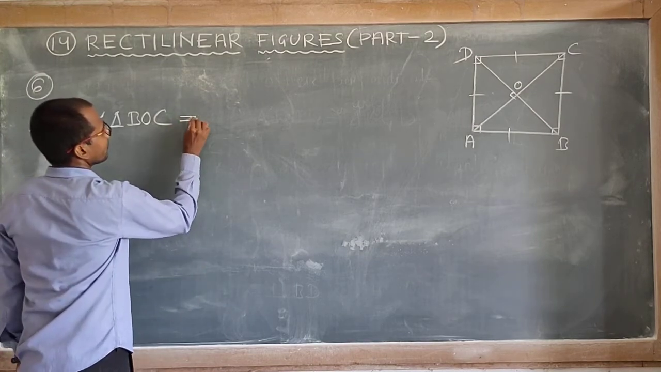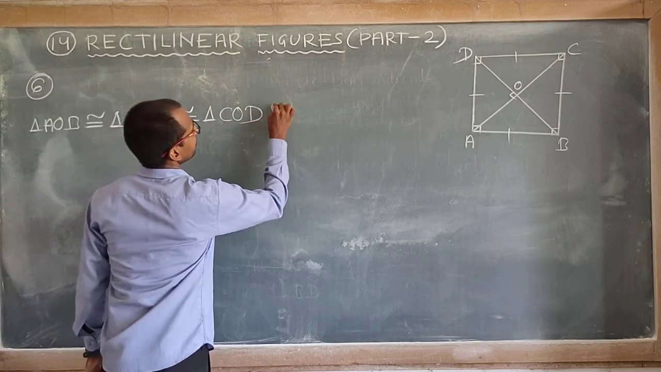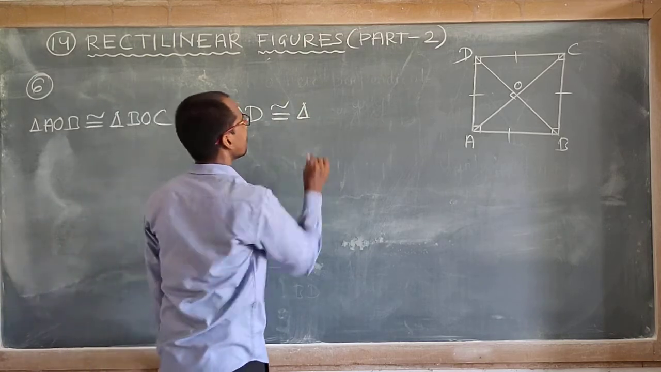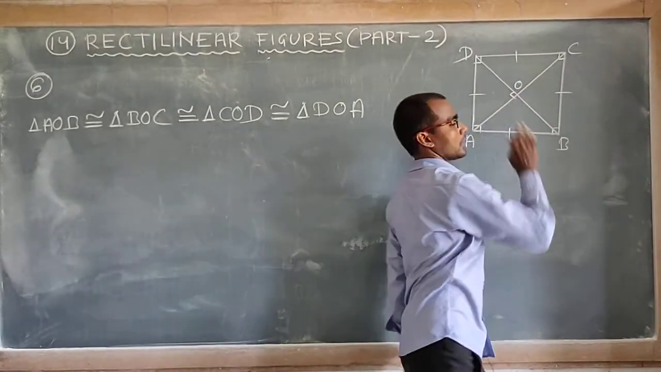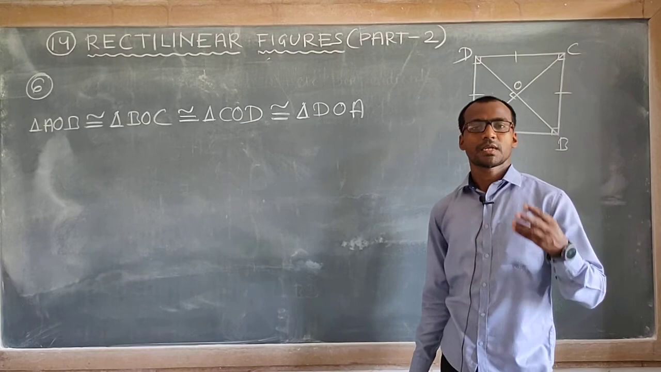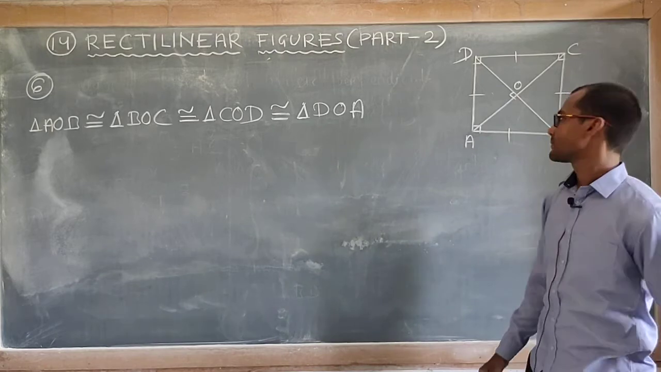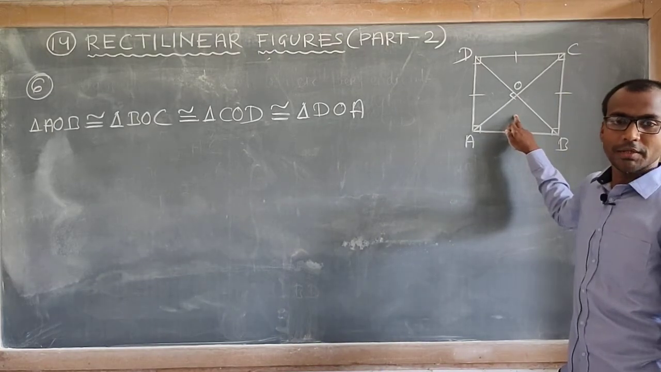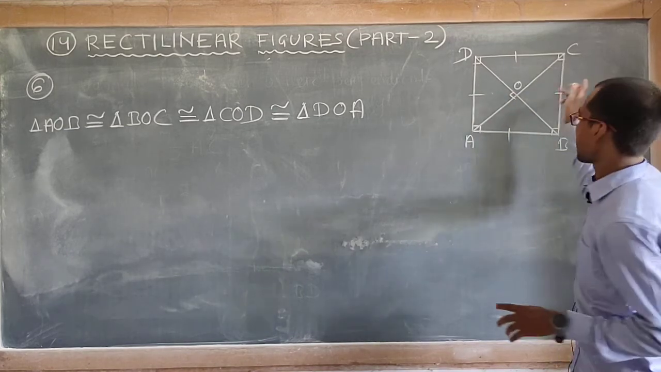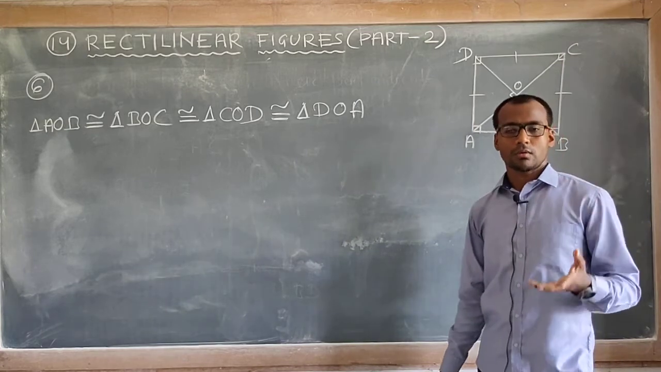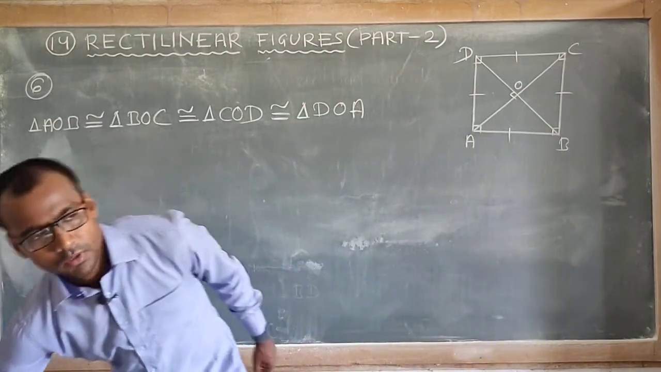Which is congruent to COD, which is congruent to DOA. Means all these 4 triangles will have the same size and the same shape, means they are congruent. If area of this triangle is 18 square cm, area of these 3 triangles will also be 18 square cm each. So area of the square will be 18 into 4, means 72 square cm. So this is about square.